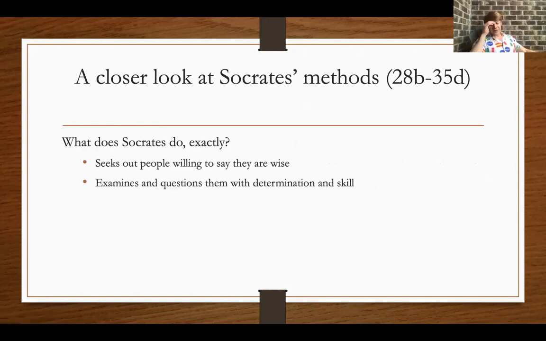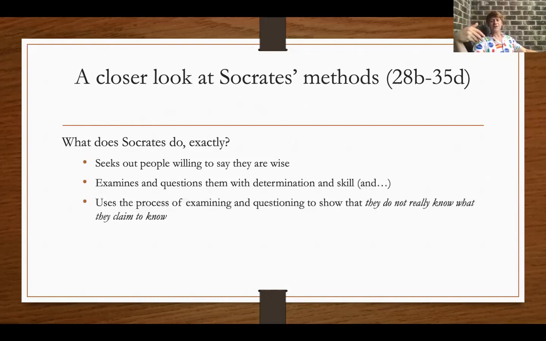First of all, he finds people who say that they're wise, right? So when he meets up with Euthyphro, Euthyphro says, "Hey, look, I know all about piety." So Socrates finds people like that. Then he examines them and questions them, right? So remember the Euthyphro, he's having this back and forth with Euthyphro, and he's asking him stuff about piety.